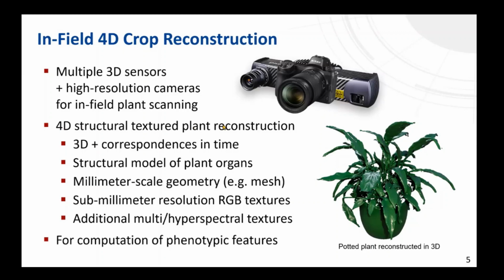What do I mean with that? Well, 3D is clear, and then we would like to also establish correspondence over time, so that we can track the growth of a single leaf, or for example, how its shape changes, or how certain things develop, like these brown spots.